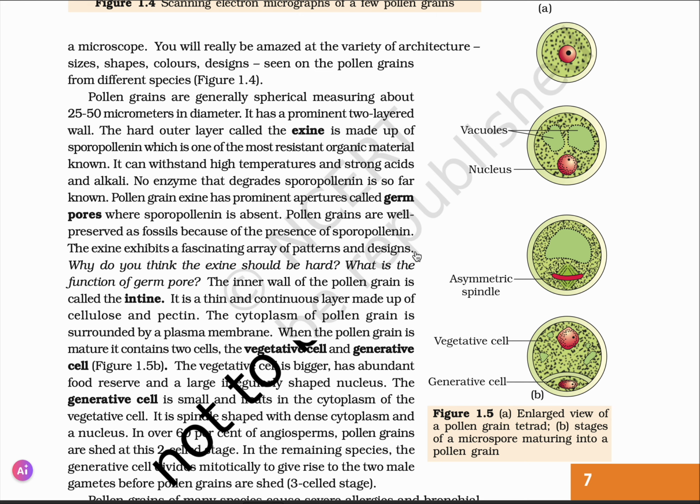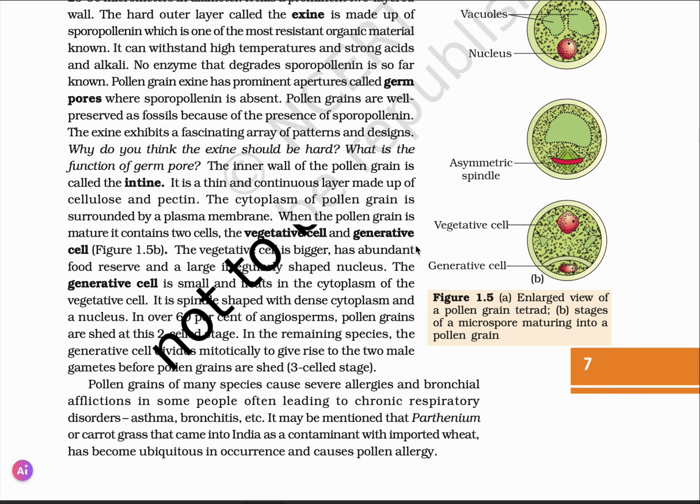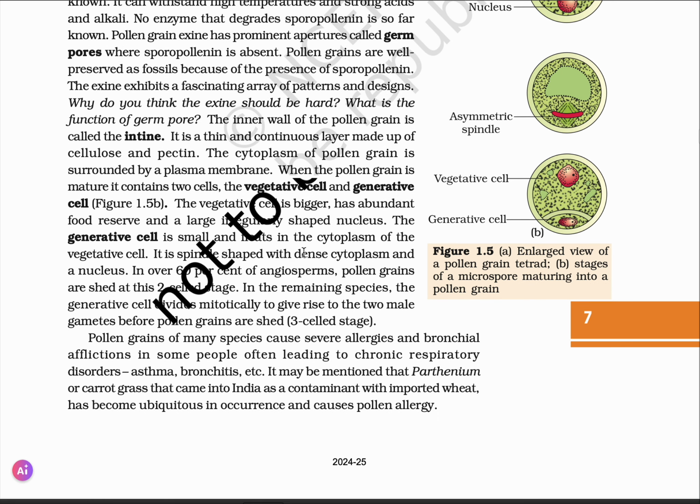The inner wall of the pollen grain is called the intine. It is a thin and continuous layer made up of cellulose and pectin. The cytoplasm of the pollen grain is surrounded by plasma membrane. When the pollen grain is mature, it contains two cells, a vegetative and a generative cell, as shown here.